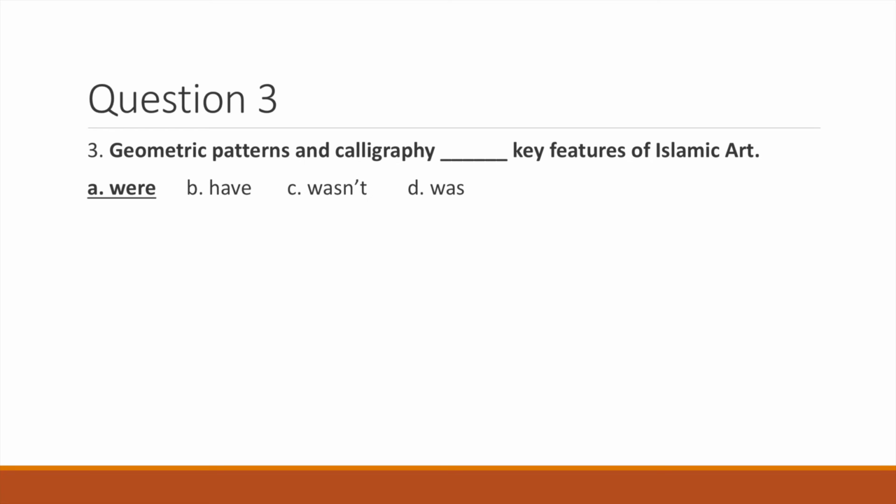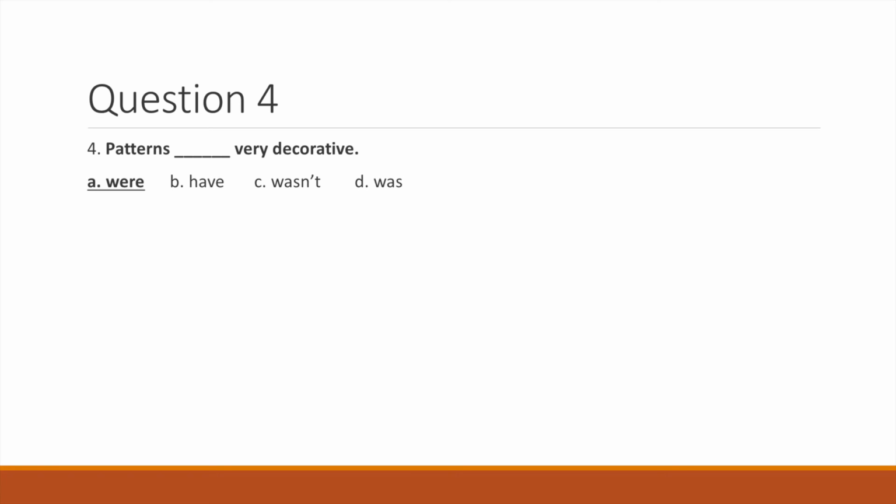Question 3. Geometric patterns and calligraphy blank key features of Islamic art. Again, because we have geometric patterns and calligraphy, this is plural. So we must use the plural form of the past tense of the be verb. A is the correct answer. Question 4. Patterns blank very decorative. Because we're talking about patterns, something plural, we have to use the plural form of the past tense be verb. Therefore, A is the correct answer.